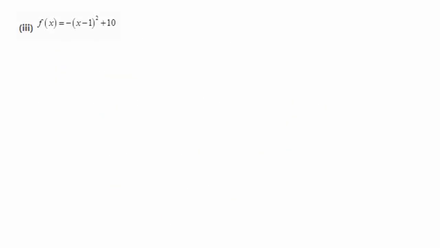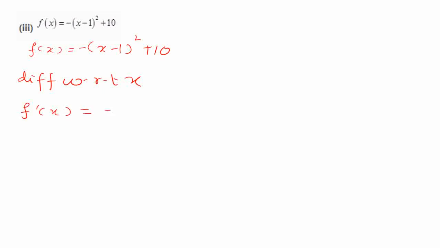Next question is f of x is equal to minus of (x minus 1) whole square plus 10. So first step, f of x is equal to minus (x minus 1) square plus 10. Differentiate with respect to x. So f dash of x will be, minus 2 will come out, (x minus 1), derivative of x minus 1 will be 1 only, and derivative of plus 10 will be 0. Okay, so f dash of x will be minus 2x plus 2.